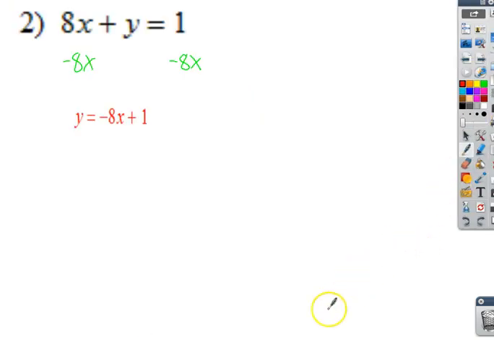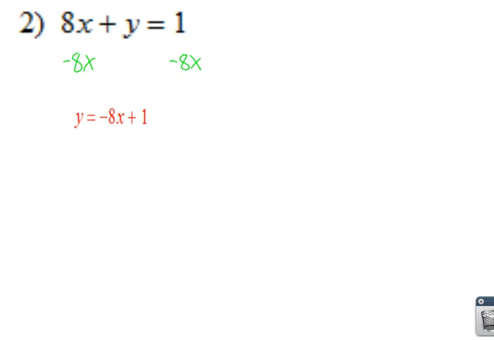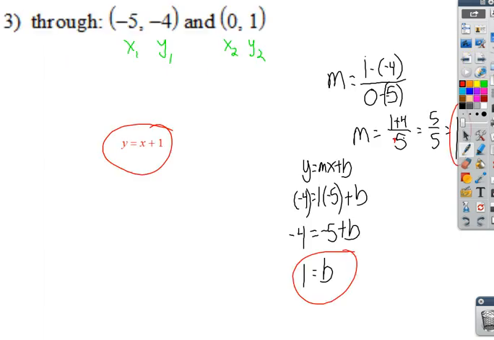Next problem asks you to turn something from standard form into slope-intercept form. Nice thing about this is all I have to do is get y by itself. I subtract 8x from both sides, and I end up with y equals negative 8x plus 1. Now, if for some reason there was a coefficient in front of y, I would then have to divide by that coefficient in order to have it in y equals mx plus b form. In this case, I don't have to do that simply due to the fact that there is no coefficient in front of y.